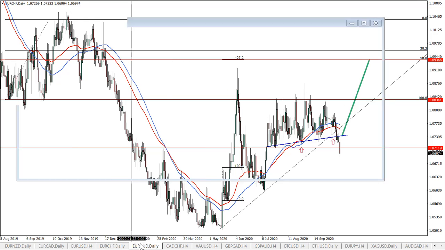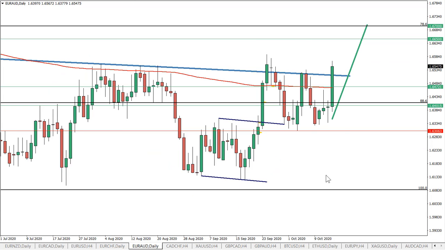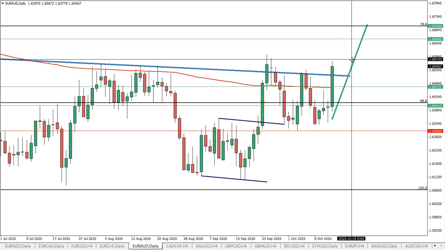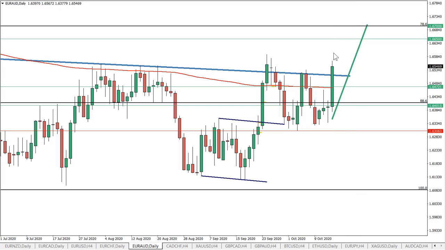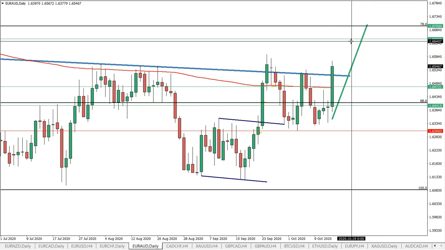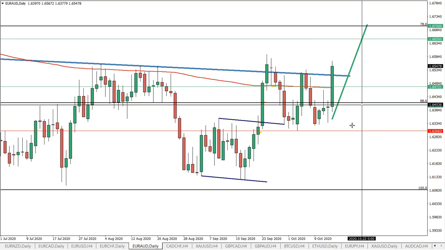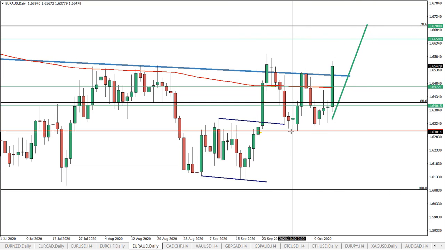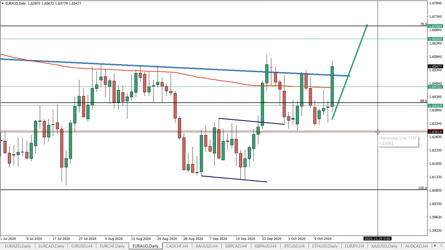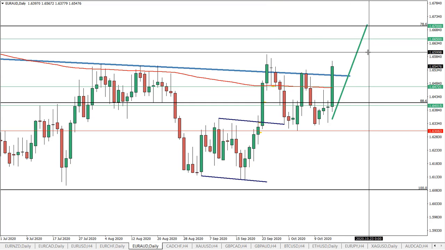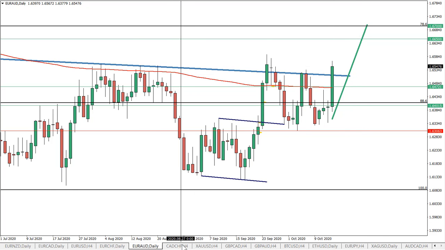Australian versus Euro, as expected, we are moving up quite rapidly. This tendency might continue. I do expect it to actually hit one of the resistance levels. And we did hold the support here, the channel rejected. So as long as price is above the red line, it should be an uptrend.